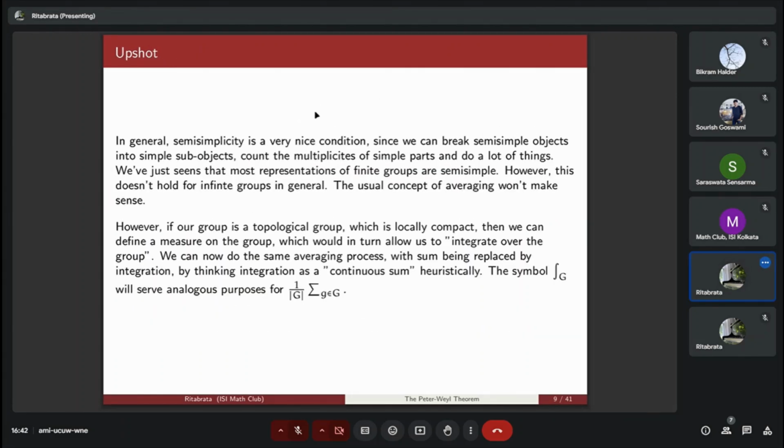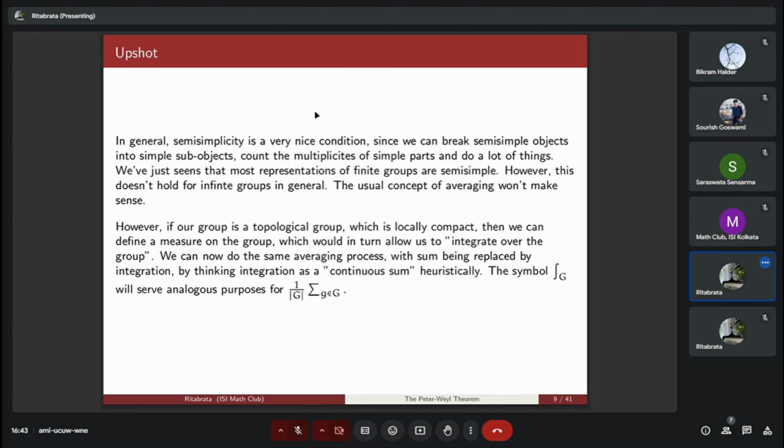So here is our upshot. In general, semi-simplicity is a very nice condition because we can break semi-simple objects into simple sub-objects. And we can count multiplicities of simple parts. That is, we can count how many times a particular simple part appears. It's like how we can write any integer as a product of prime powers. Here prime numbers are simple objects and the powers are basically the multiplicities. For vector spaces, we can also do the same. Given a finite dimensional vector space, we can write it as a direct sum of subspaces, and we can count how many copies there are. For vector spaces, this is very simple.